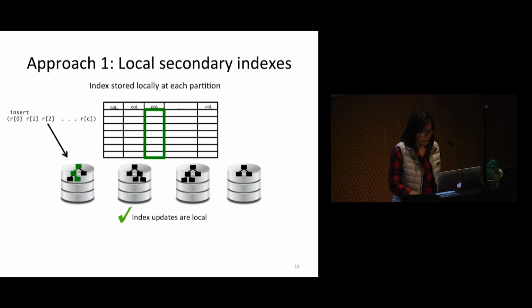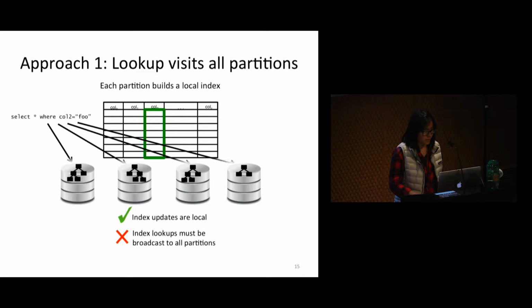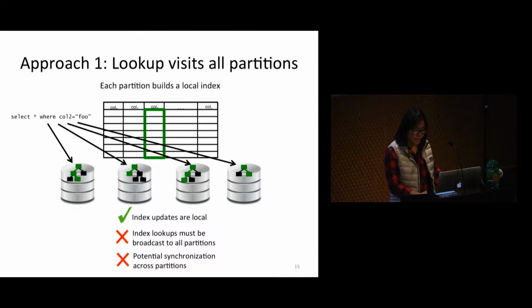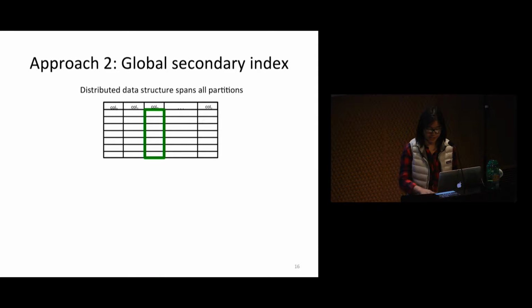And there's another bad thing about this, which is if you want to have some sort of consistency guarantee across these index lookups, you're going to have to do some kind of synchronization across partitions. The second approach does a little better. It tries a little harder to isolate the actual partitions you need to go to. And it does so by building a global distributed data structure that points into each of these partitions.